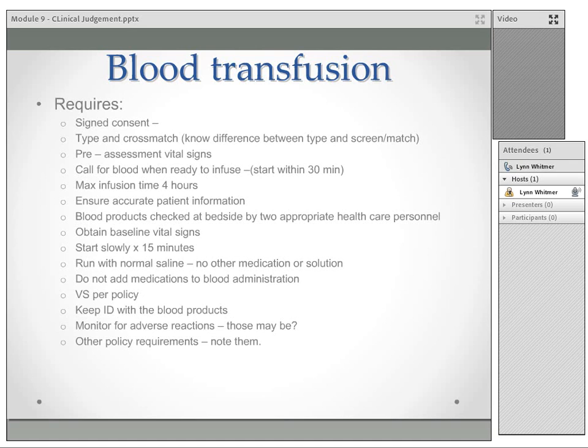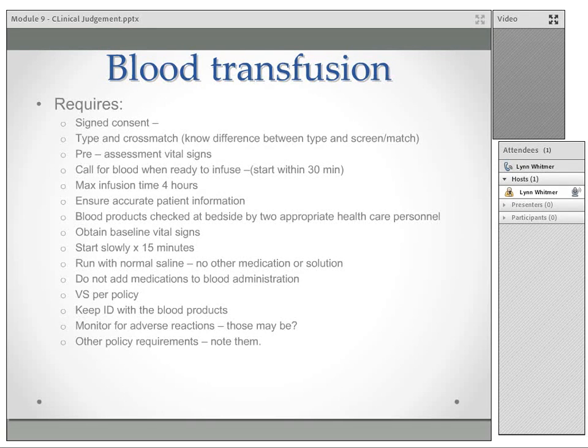When we do that, then we call down for the blood when we're ready to infuse it. We can't have it on the unit for more than 30 minutes. The max infusion time, you know, is 4 hours. You want to ensure that all the patient information is correct and that the lab is aware of all the information. It has to be checked at the bedside by 2 appropriate healthcare personnel, and a lot of hospital policy is that it has to be 2 RNs.